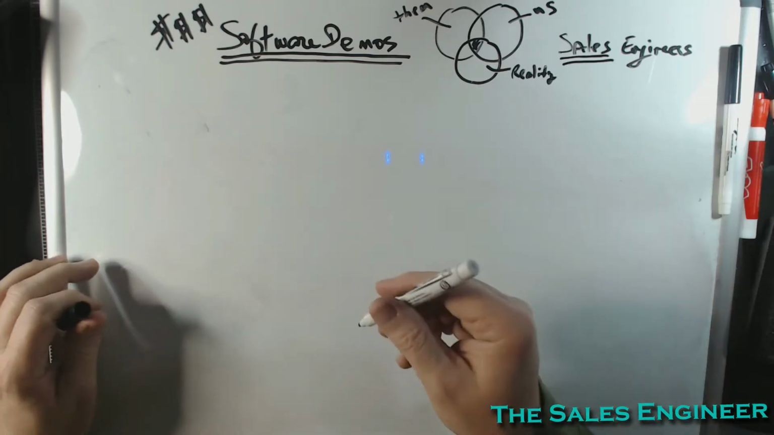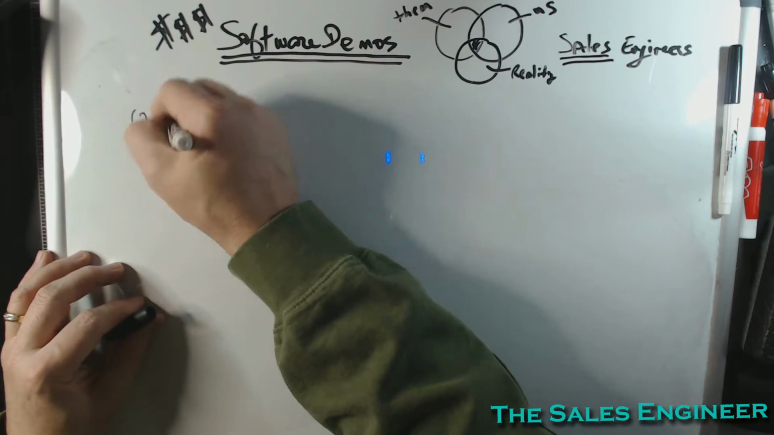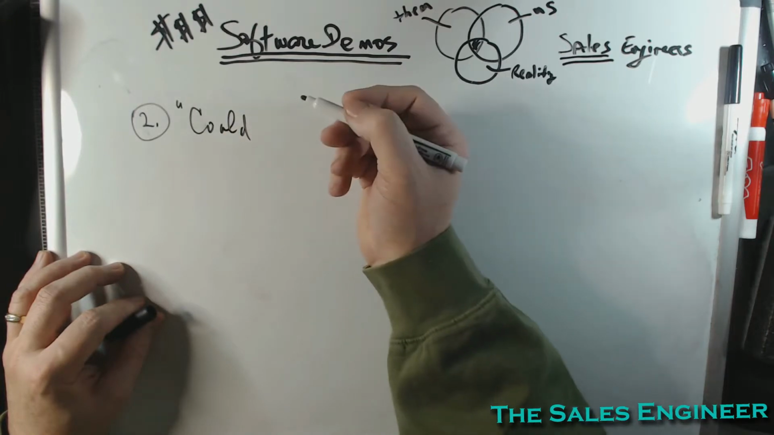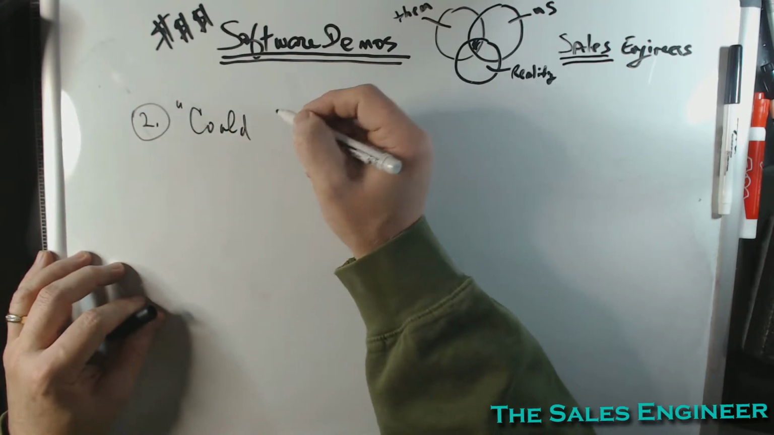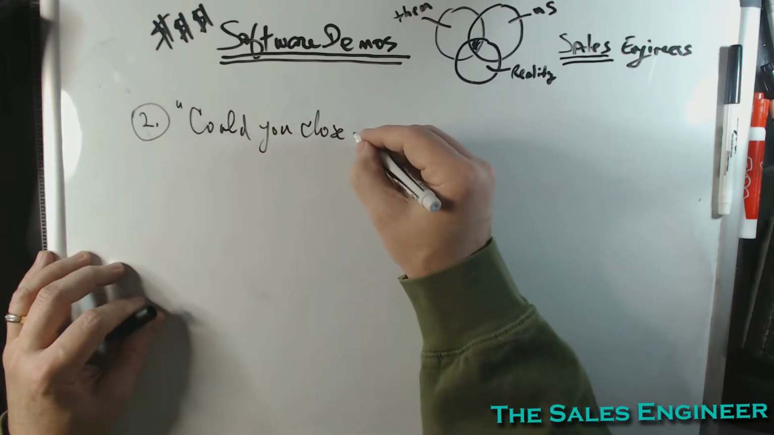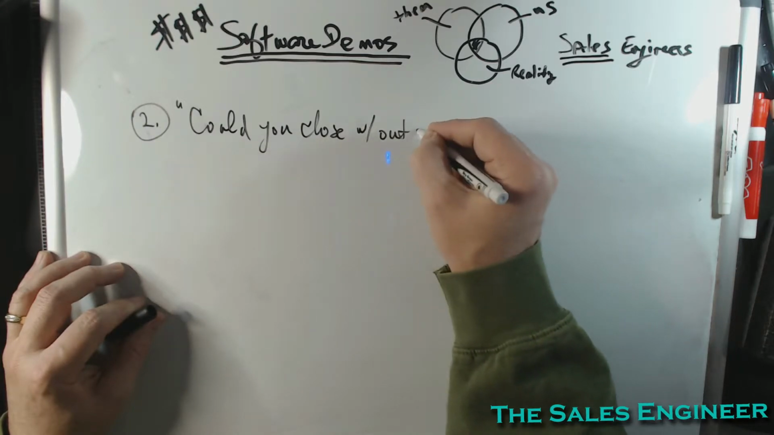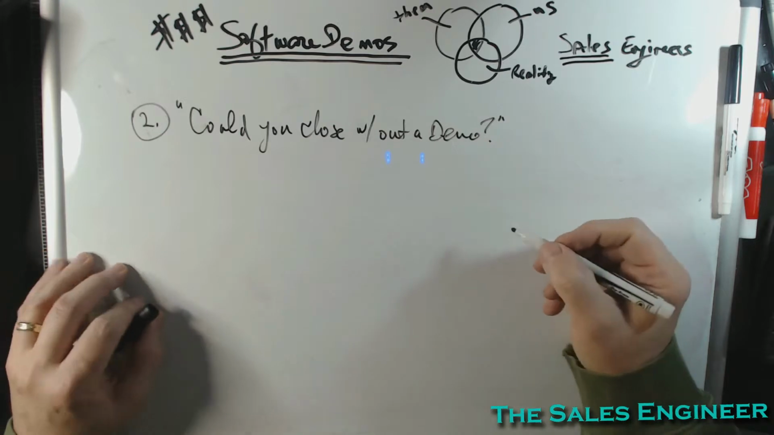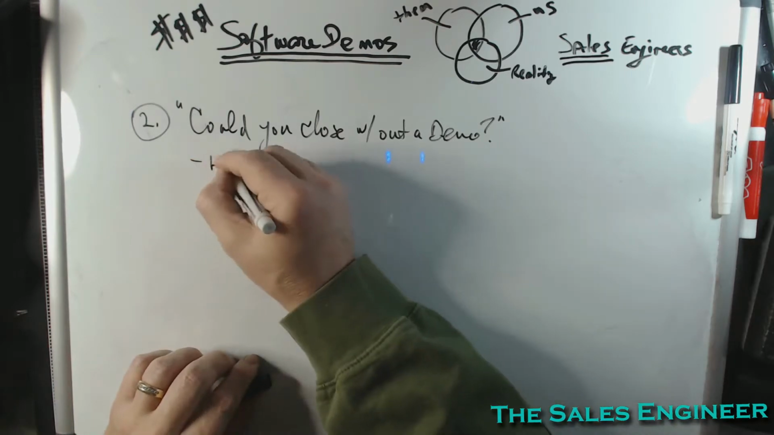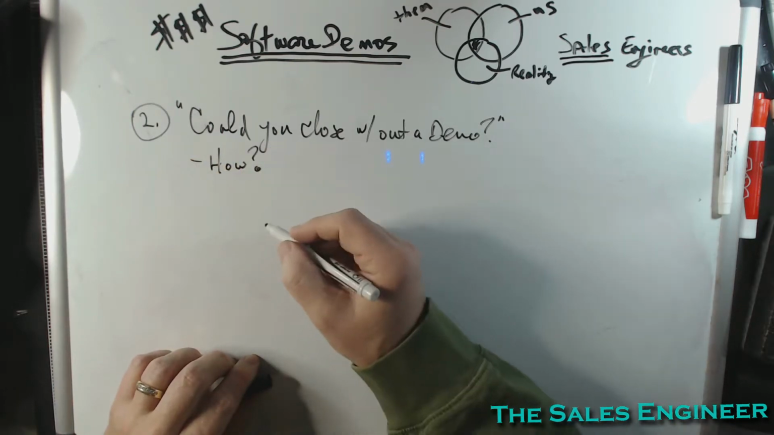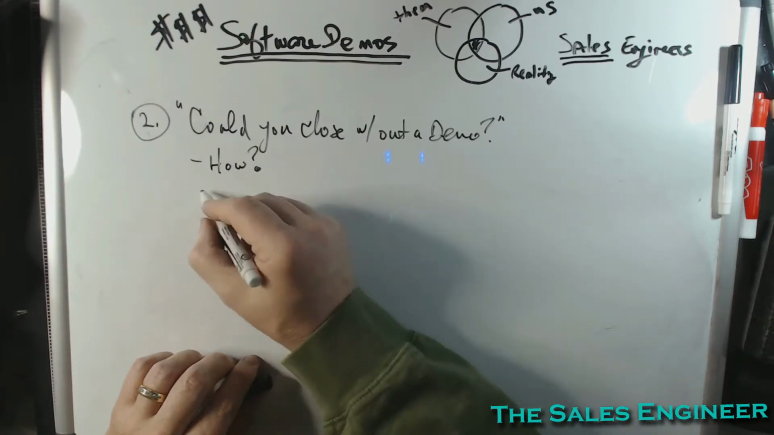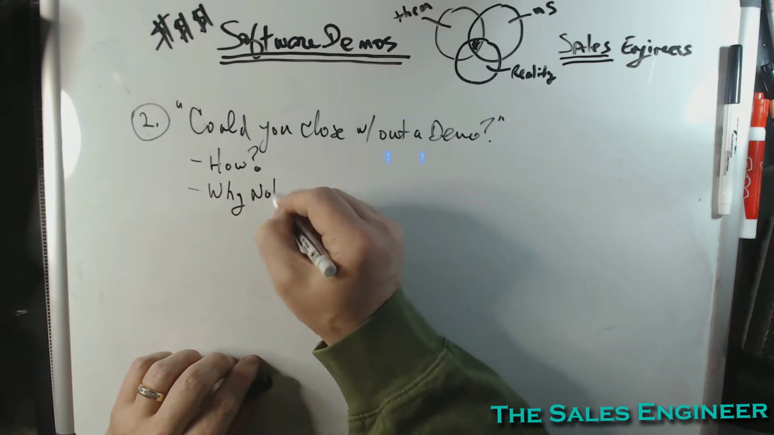So the second question we're going to ask ourselves, because we asked about why: ask your reps or their manager who's approving the meeting, the expense, the travel, the whatever, could you close, I'll just say, could you close without a demo? A very simple question. Do you need this? And don't just take a yes or no. How? How are you proposing to close without a demo? And if you say it's essential, then why?